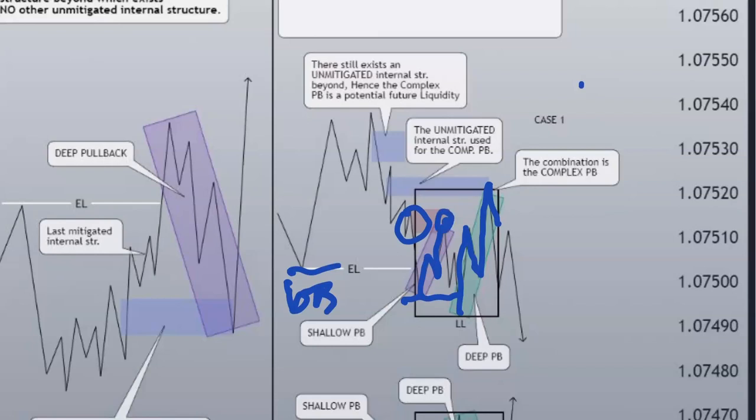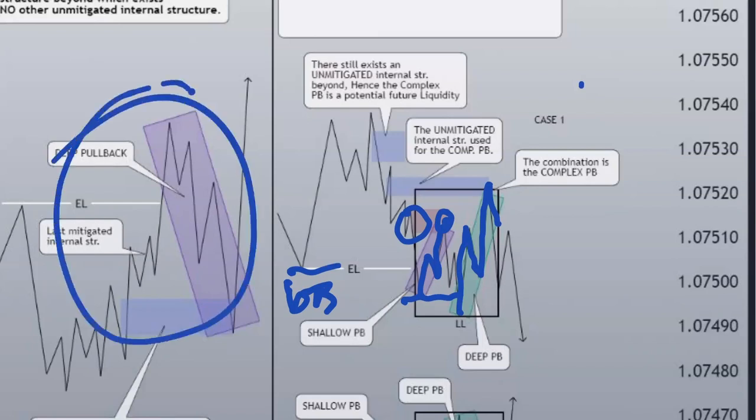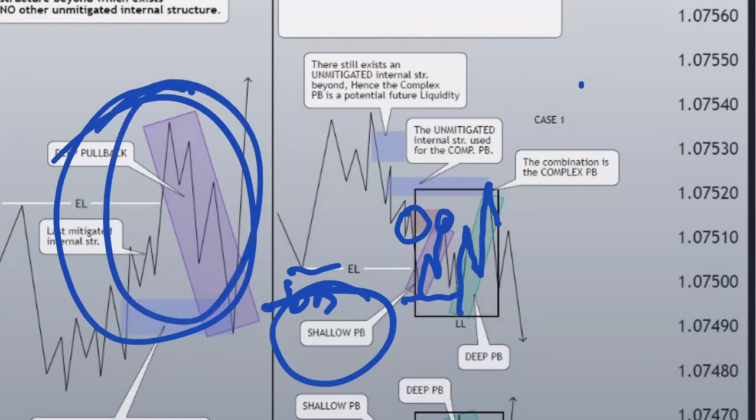So definitely the best thing to use, even though it doesn't necessarily carry the major characteristics of what a deep pullback looks like, is deep pullback. But of course, it is a deep pullback because it is deep in reference to what? Shallow. Does that make sense? It is deep relative to what? Shallow. So definitely we call it a deep pullback as well, even though it may or may not carry the characteristics of a major deep pullback. Does that make sense?